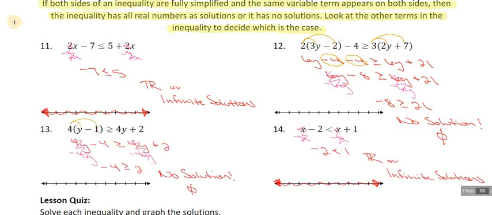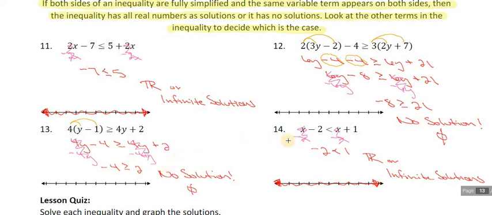All right, so upon distributing in number 13, we end up with 4y minus 4 is greater than or equal to 4y plus 2. If we try to collect those 4y's, we'd be subtracting 4y from both sides, so all the y's go away. We've got negative 4 is greater than or equal to 2. That is not true, so this one's no solutions.